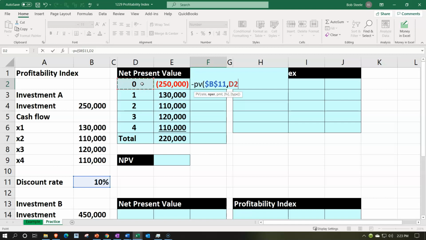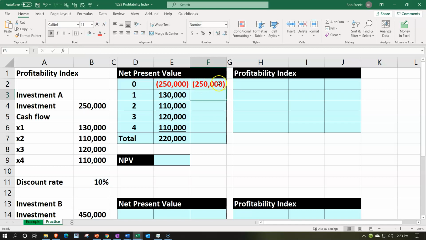So when I copy the cell down, it will appropriately take the 1 on the next cell down. Comma, comma, because it's not an annuity but present value of 1. Then I'm picking up the 250,000 and enter. Very boring result given the fact that we're just at the 250 because we're at time period 0.